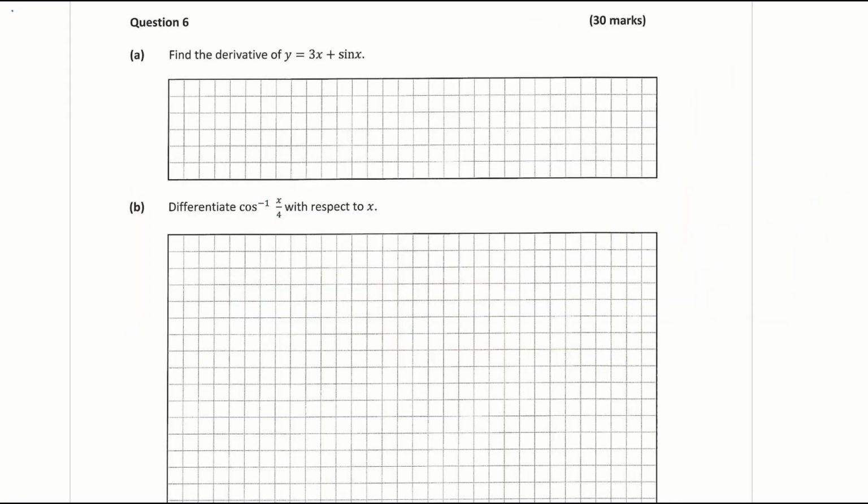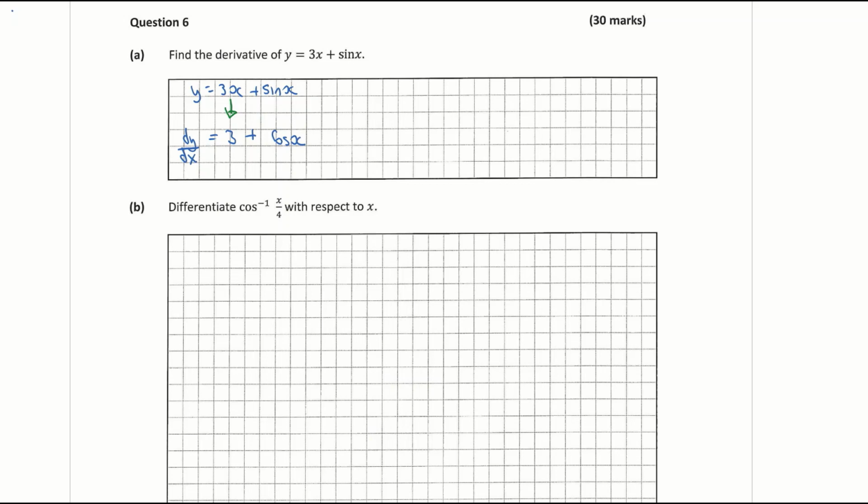Question 6a. Find the derivative of y is equal to 3x plus sine x. Hopefully it shouldn't be too bad. So y is equal to 3x plus sine of x. The derivative of 3x is when you just drop the x, so that'll just give me 3. And from page 25 in our log tables, the derivative of sine becomes a positive cos x. So dy dx is equal to 3 plus cos x.